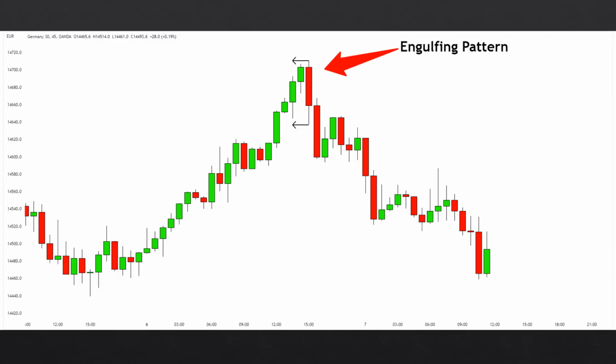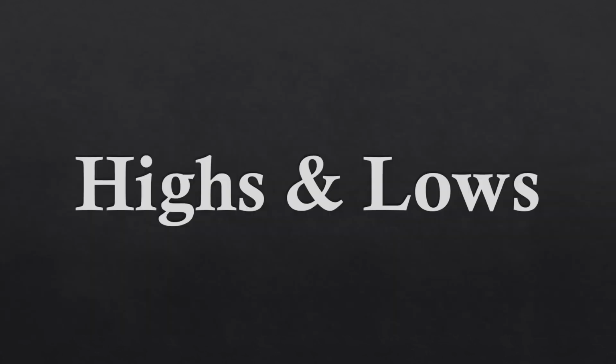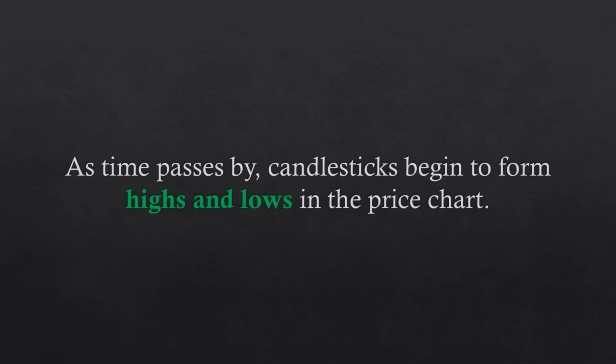This leads us to the idea of highs and lows. Anytime you open a price chart, two things become obvious right away. You notice that there are candlesticks in the chart and that these candlesticks form peaks and valleys, or highs and lows. Your ability to recognize these highs and lows is essential for most good trading strategies out there.